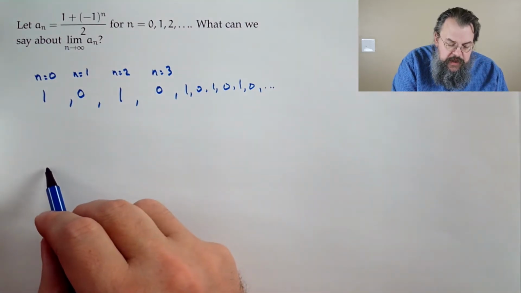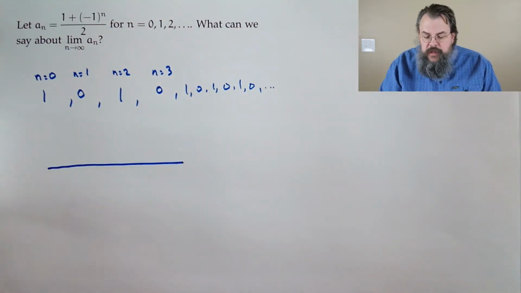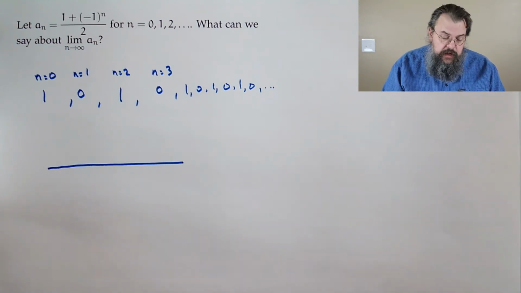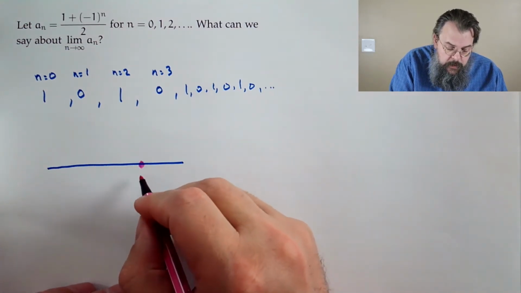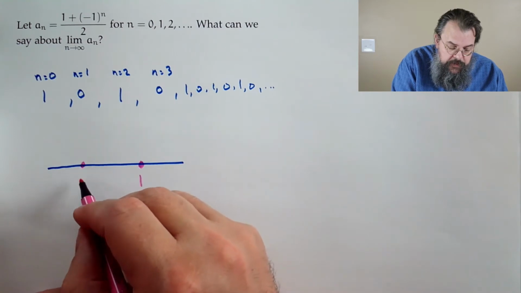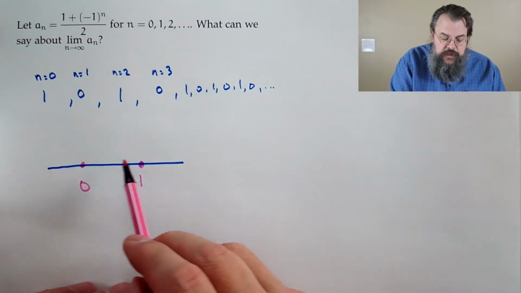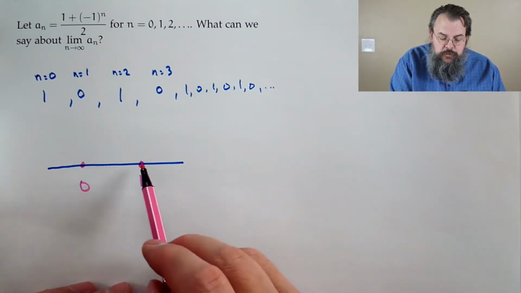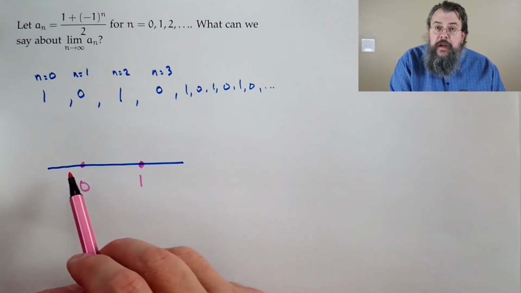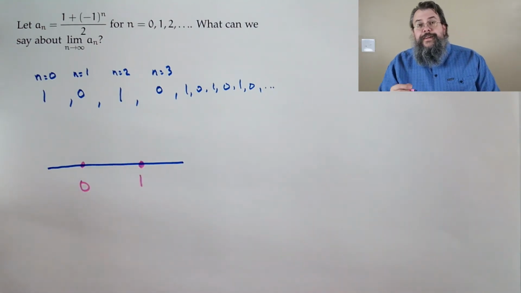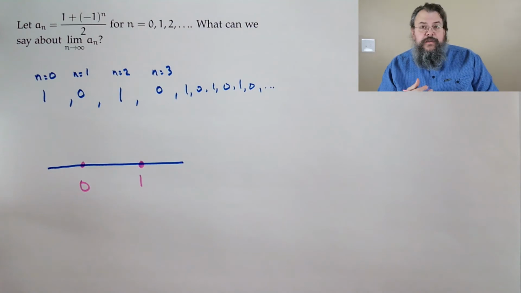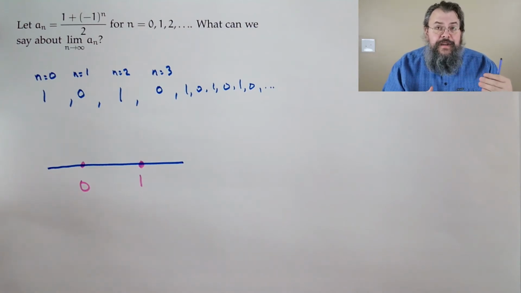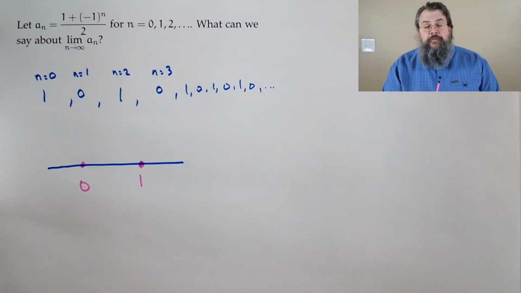If we think about it in terms of the line, what do we have? Well, we have our 2 points at 1 and at 0. And our sequence says just hop back and forth. It's just going back and forth. Now, our question is, what can we say about our limit as we go to infinity?